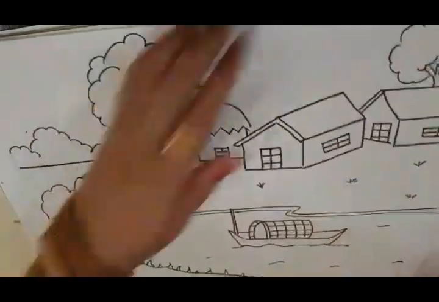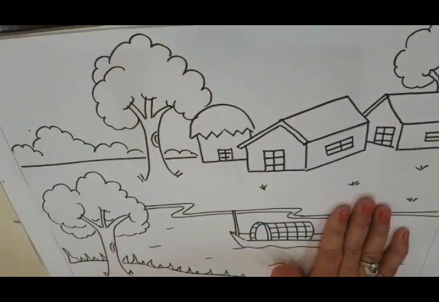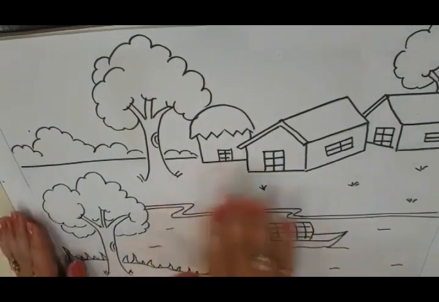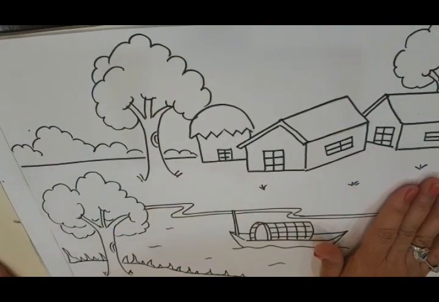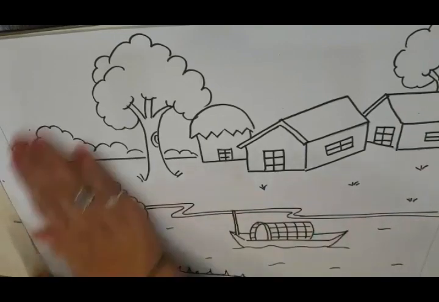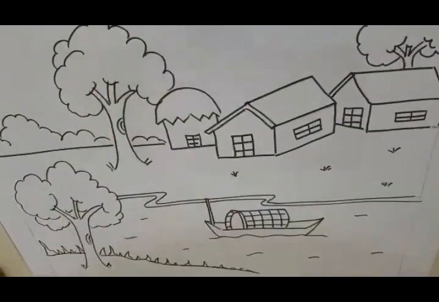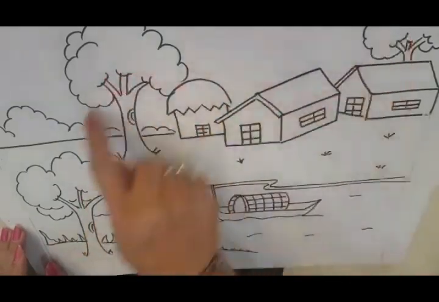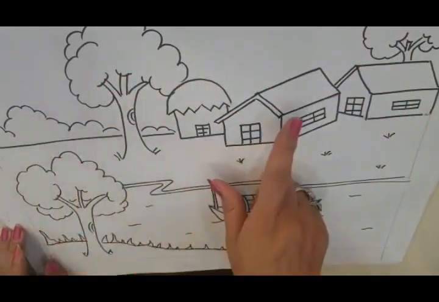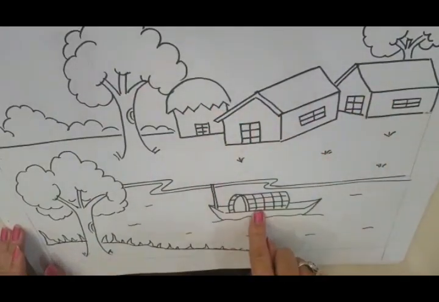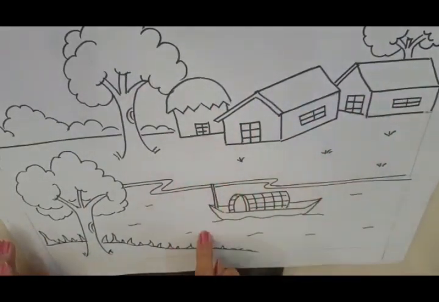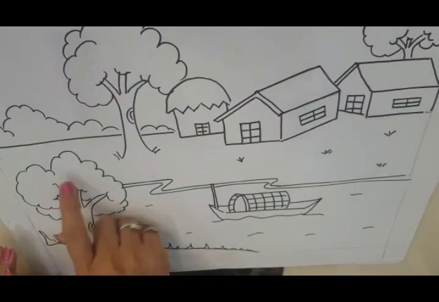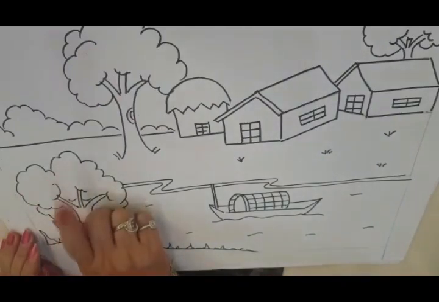Now it is complete. Remember, next week we will color it. You will not color it yourself. We will color in this landscape. First we will color in the trees and bushes. After it we will color in huts, then boat and then lands and water. So first start the color in a tree.